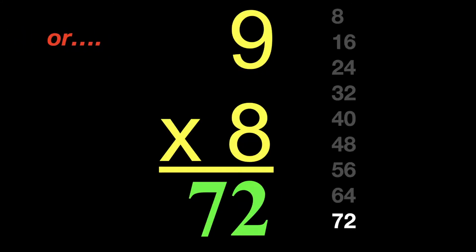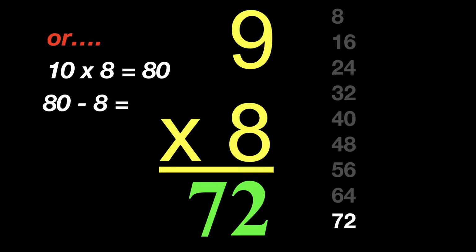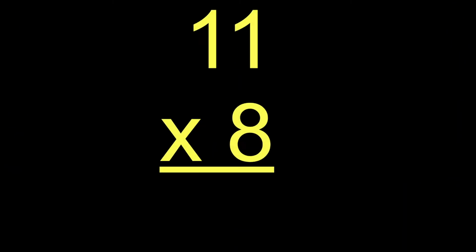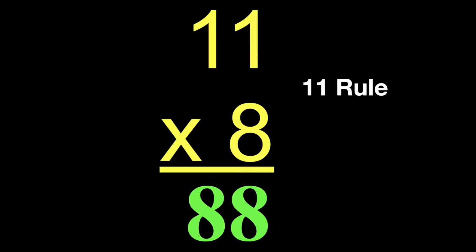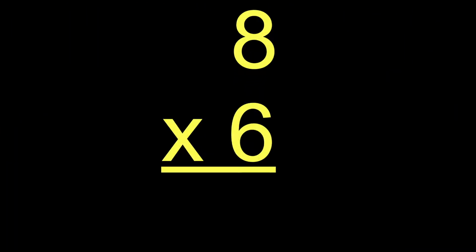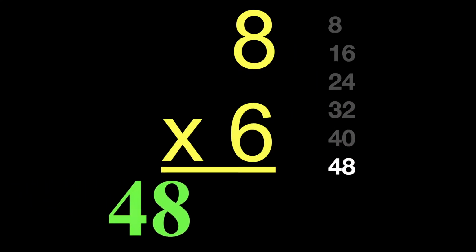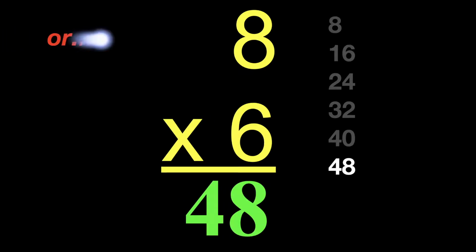Or another way you could think of it is that 9 is really just one less than 10. 10 times 8 is 80. So if you just take the 80 and take away 8, 72, right? Remember that? 11 rule? Wally. 88, we just double the 8. 8 times 6, 8, 16, 24, 32, 40, 48. Good job.